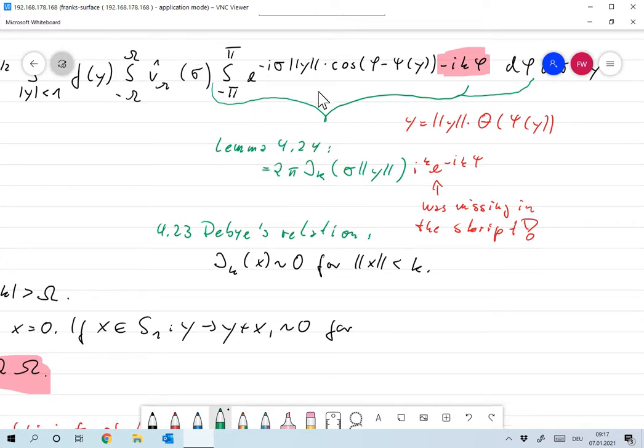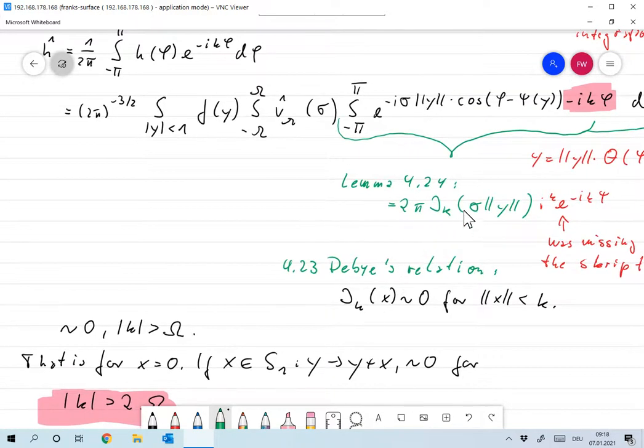Okay, so this integral over here can be analytically computed, maybe a little bit surprising. And it's 2 pi times the kth Bessel function, evaluated at sigma times norm y times i to the k times e to the minus i k psi. When we looked at Bessel functions, I noted, I didn't prove it, but I noted that there's Debye's relation, and that says that J_k of x is roughly 0 when the norm of x is smaller than k.